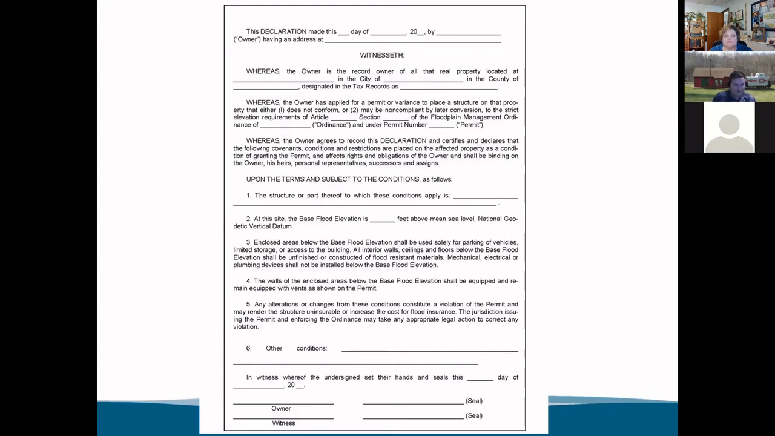And all you're having them do is fill out this information and sign it. And it states that any alterations or changes from the conditions on the permit would render the structure to be a violation. So this is just an example of what one might look like.